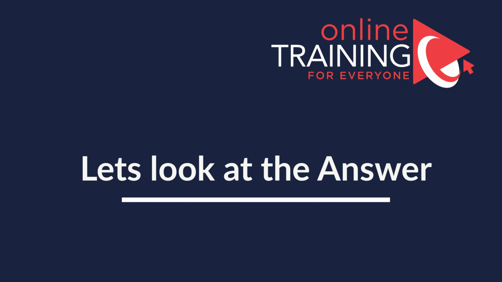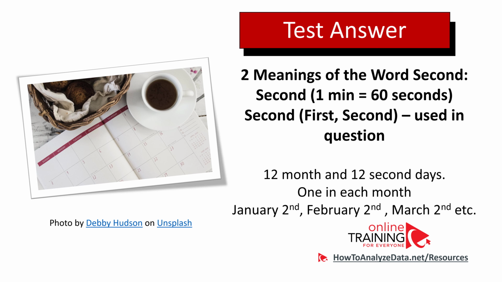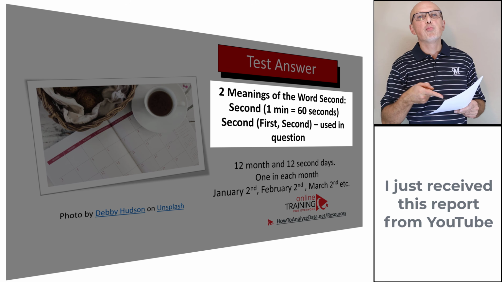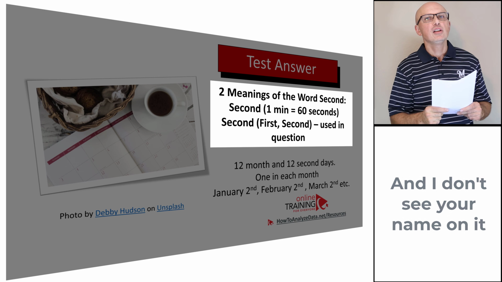Now let's continue and get to the correct solution together. Obviously, this is a tricky question, and it challenges you in understanding of the word second. There are 2 meanings in the word second. One is second, for example, 1 minute has 60 seconds. But the other one is second, where you have a sequence of first and second. And the second meaning of second is used in this particular question.